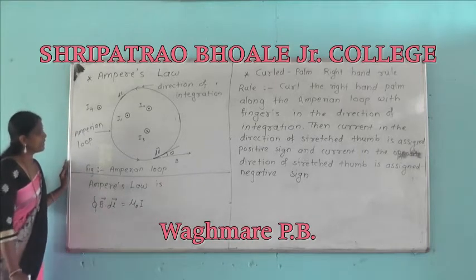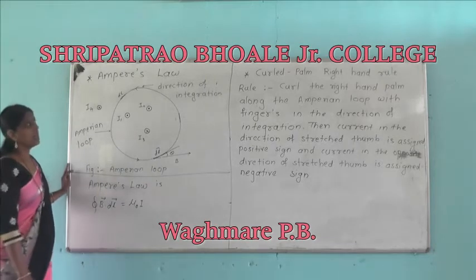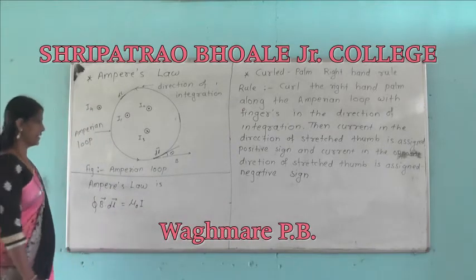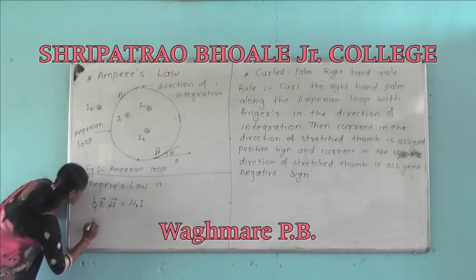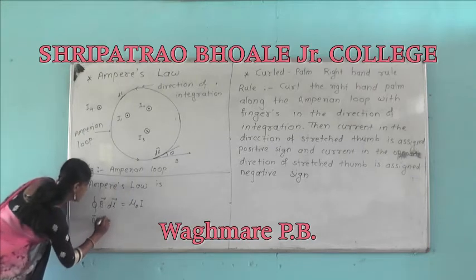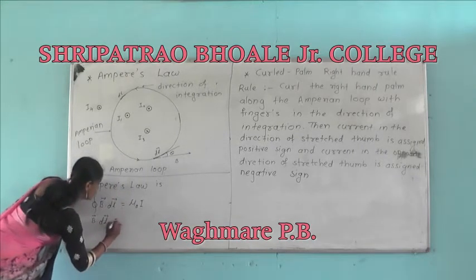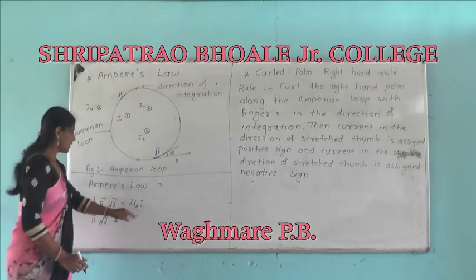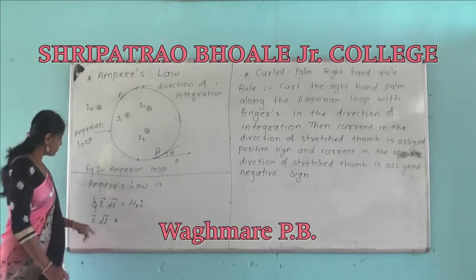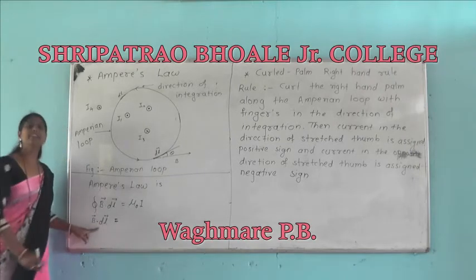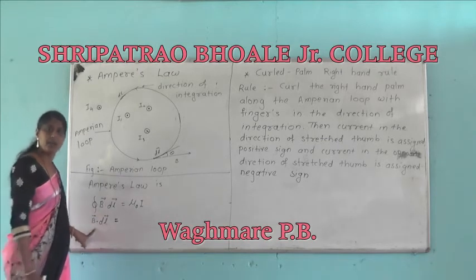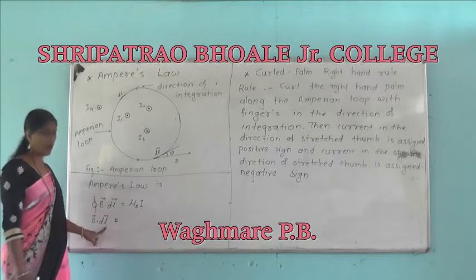Before taking the sign for this, we can use the curved palm right hand rule to find the sign of current. Now, this equation can be written as vector B dot vector dl equal to mu naught times the current. Current is a scalar quantity, therefore the product of these two vectors is the dot product.